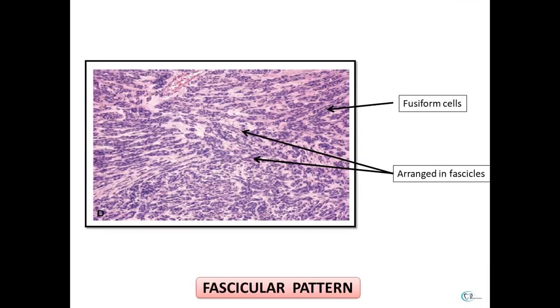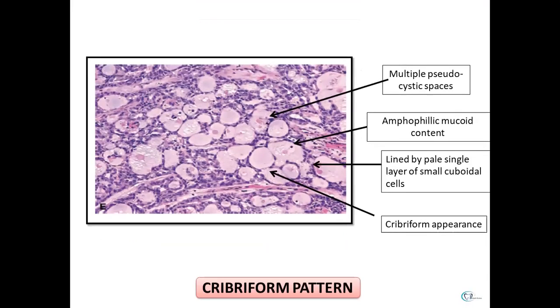Now, the third pattern in the histopathology can be the fascicular pattern, in which the tumor cells are fusiform and arranged in short to long fascicles, giving rise to the fascicular pattern of the tumor. The fourth pattern is the cribriform pattern, in which multiple pseudocystic spaces can be appreciated.